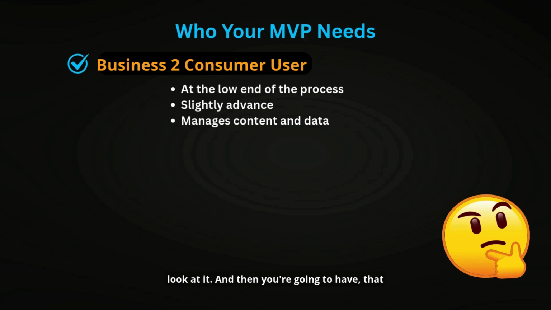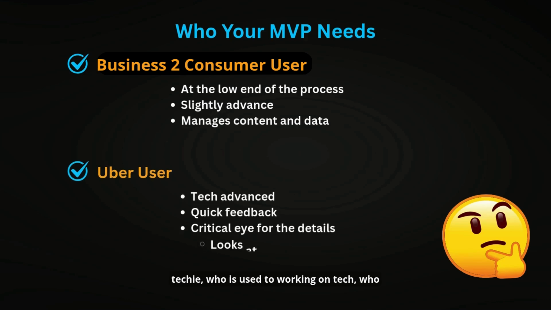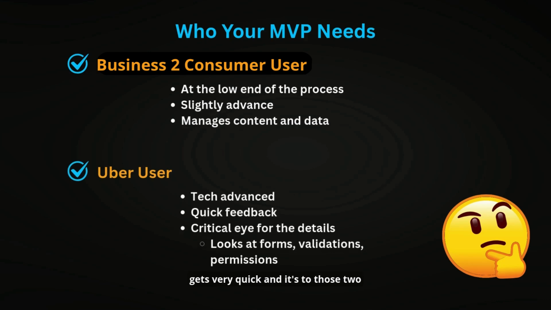And then you're going to have that Uber user, somebody who's extremely techy, who is used to working on tech, who gets very quick, and it's going to give you those 2-second feedbacks going, boy, this is good, but I would put validation on this. I wouldn't fill this phone number field in that way, and I wouldn't make it do this. You want to go and collect information from all of those type of people during your MVP. That's your time to take and assess and look at, is this going to work? Is this going to be the function?